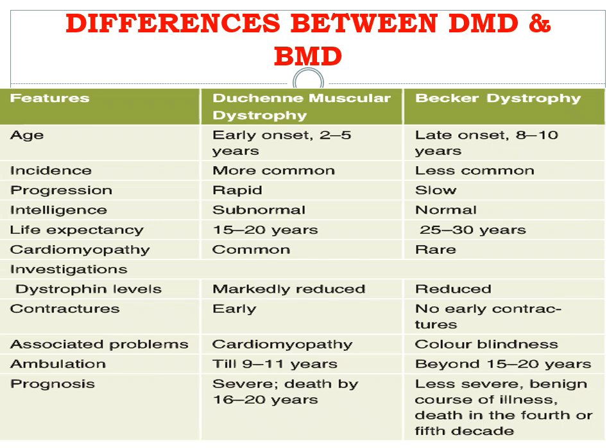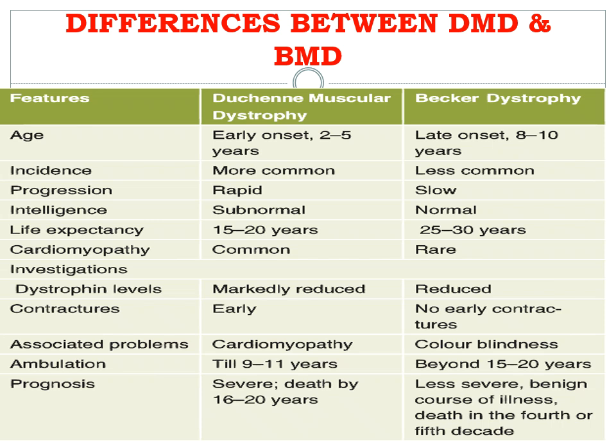Then intelligence is subnormal in Duchenne, while in Becker's the IQ is normal compared to Duchenne muscular dystrophy. Cardiomyopathy is common in Duchenne, rare in Becker's. Dystrophin level, contractures early in Duchenne, non-early in Becker's. Then associated problems are cardiomyopathy and pseudohypertrophy.